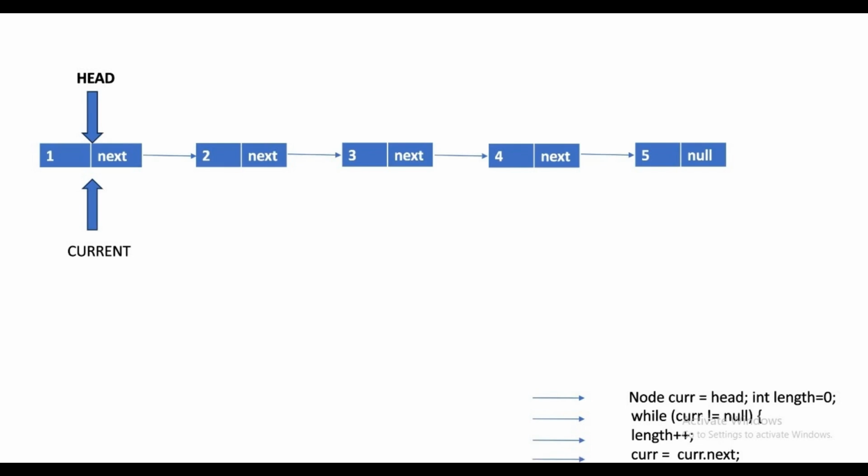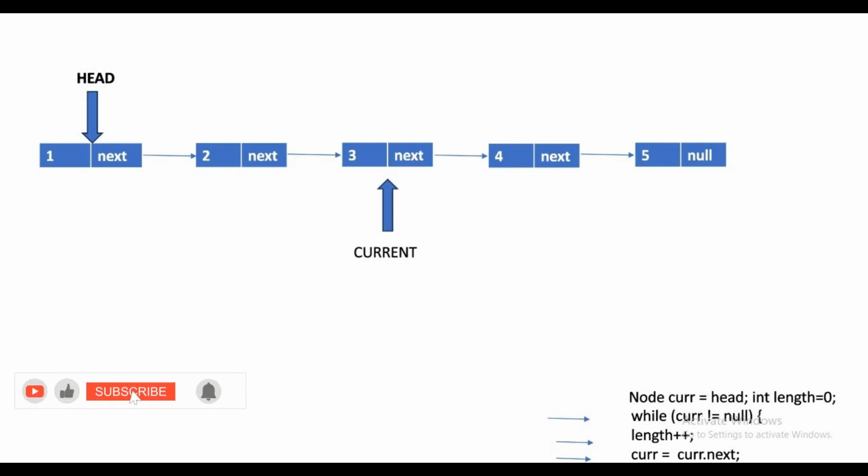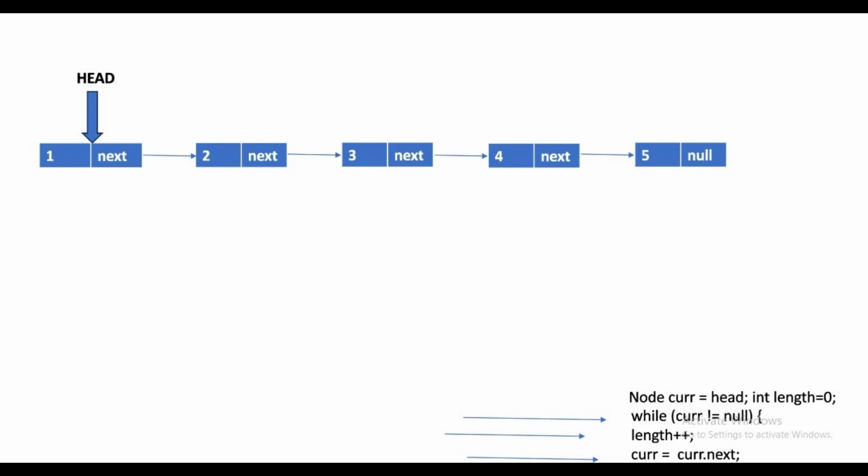And now we'll move to the next element by saying current equals current dot next. What is current dot next? Current dot next is nothing but node 2. So current will be pointed to node 2 here. Now again we'll check whether the particular element is null or not. This node is not null, so we'll increment the size and move to the next node. And the same continues here. We'll check whether the third node is null or not. It is not null, so we'll increment the size and move to the next element.